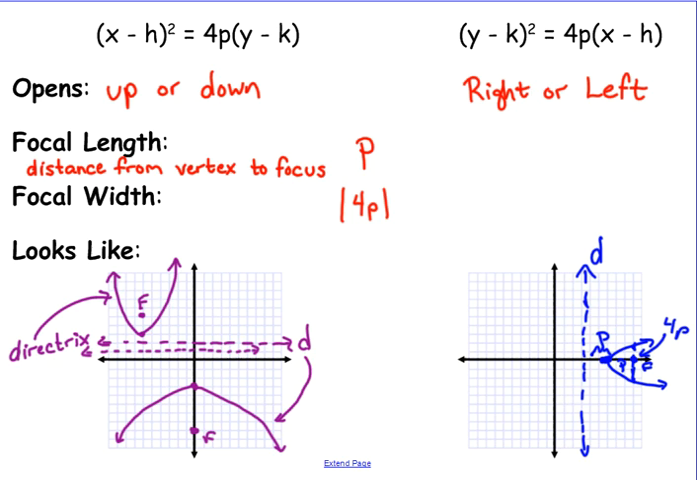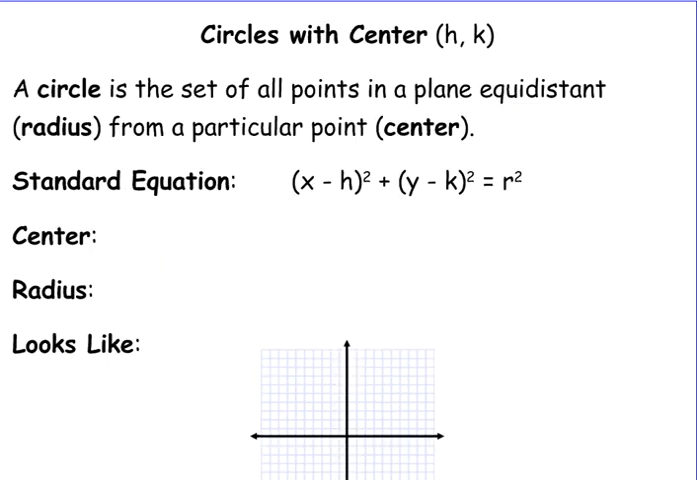Okay, so that's parabolas from a different perspective than you've probably looked at them before. Now the next one will hopefully be review, circles. These are all what we consider conic sections. Circles with a center of (h, k). I think you've probably heard this definition before.